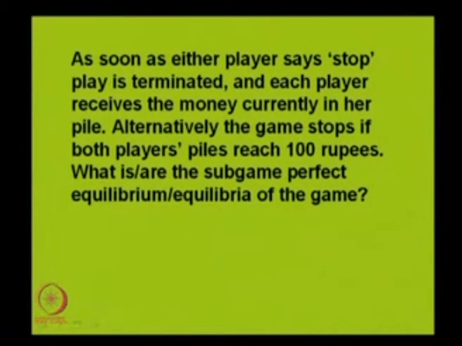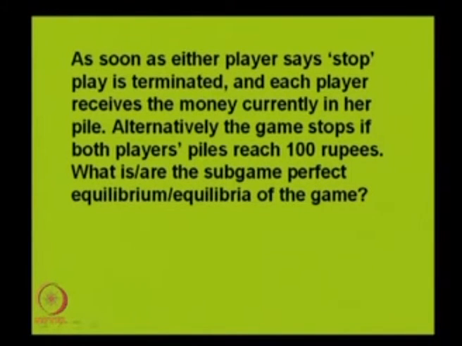As soon as either player says stop, the game is terminated and each player receives the money currently in her pile. So, if in the second stage player 2 says stop and does not say continue, then player 2 will get all those 3 rupees and player 1 will be left with 0 rupees. Alternatively, the game stops if both players' piles reach 100 rupees. So, this way the game continues.